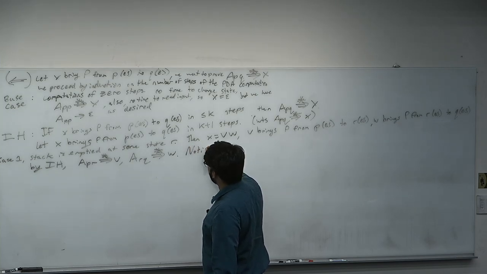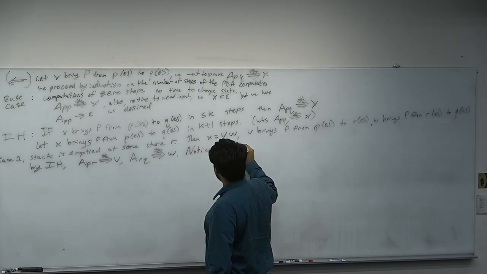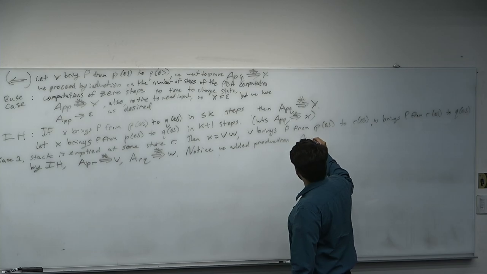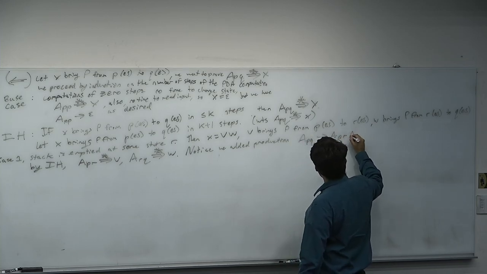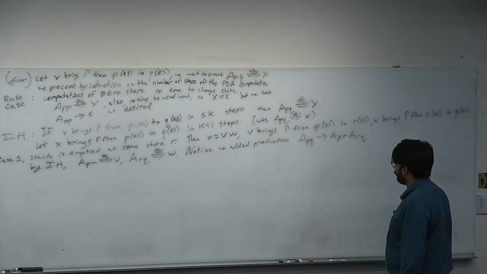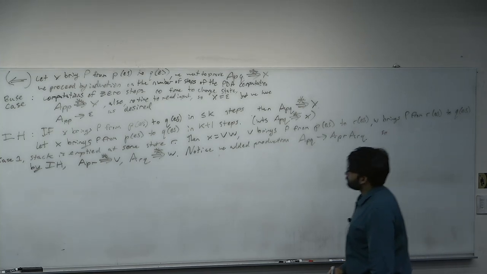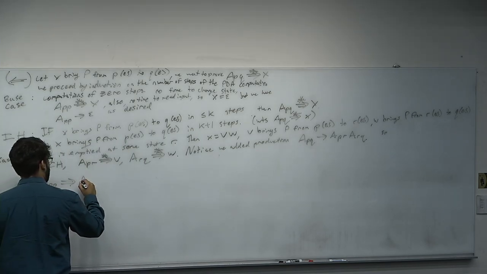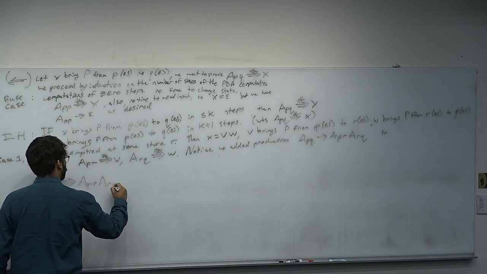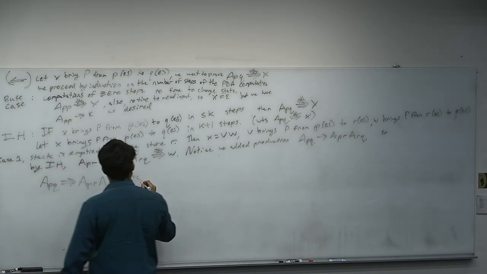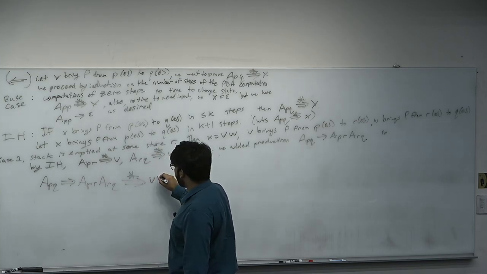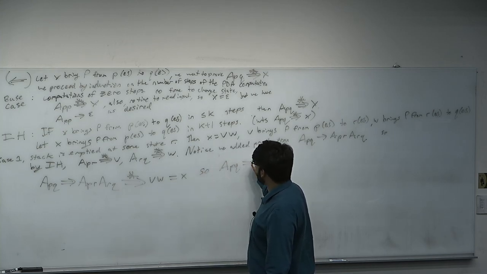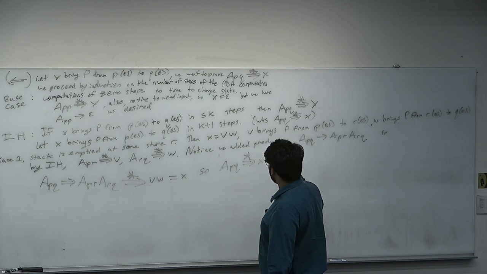Notice we added the production APQ goes to APR, ARQ. So APQ in one production will go to APR, ARQ, and then in a sequence of productions, each of those by the induction hypothesis will produce V and will produce W, which together is just equal to X. So APQ produces the string X as desired.